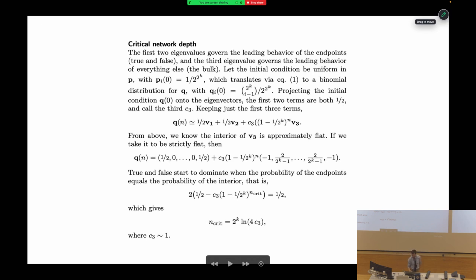You can work that critical network depth out by saying the true and false match the interior. And you find that the simplicity bias is maximized when the number of layers is 2 to the power k. This is just a small constant, so that's negligible.